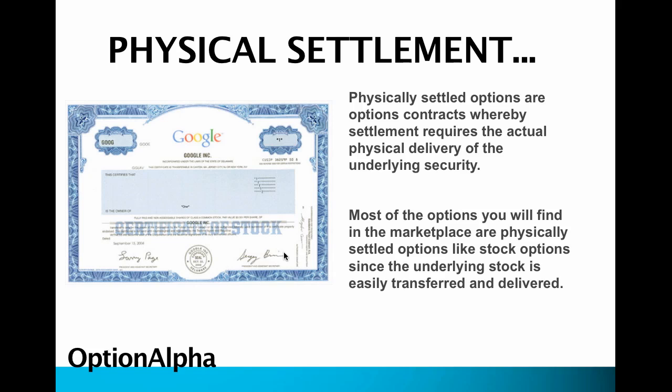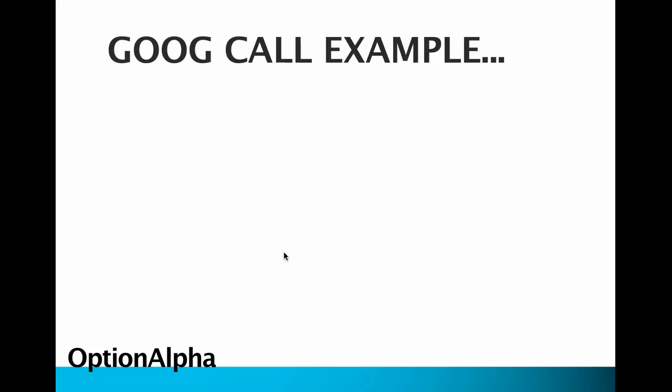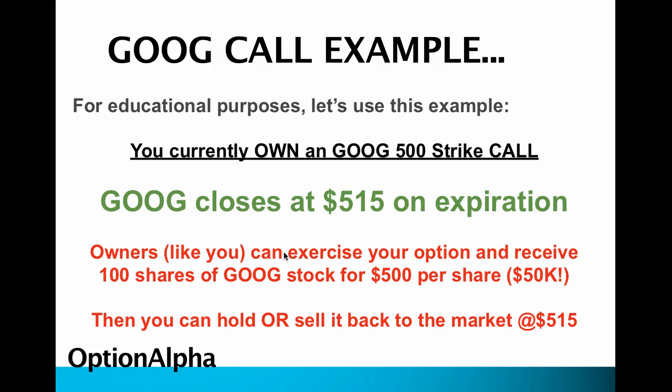Most of the options that you will find in the marketplace are physically settled options like stock options, and they're easy to deliver and transfer because the stock is pretty liquid. So most of the options that you trade will be physical settlement, so you'll actually get or deliver the underlying shares.